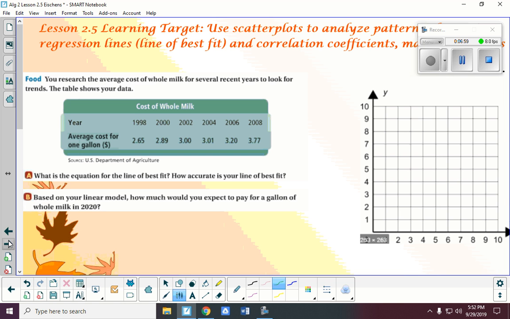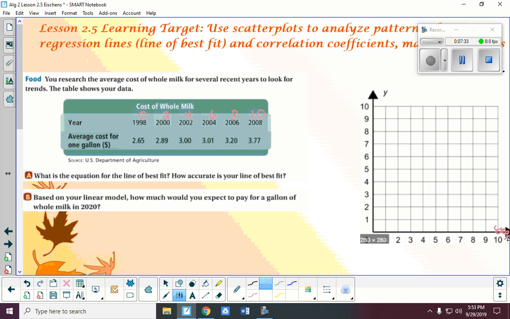So the first thing that you want to do here is plot the points. Now, when you have the years here, we don't put the years down on the x-axis. We have our starting year, 1998. We're actually going to call that 0. This is 2 years later, so this would be 2. This would be 4 years later. This would be 6 years later than 1998, and 8 years later, and 10 years later. So we will put the years on the x-axis.